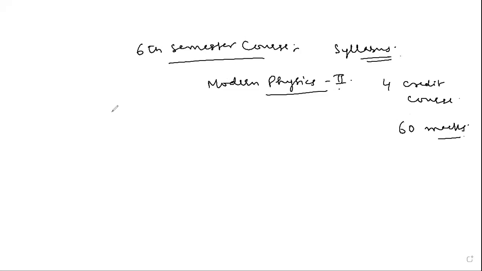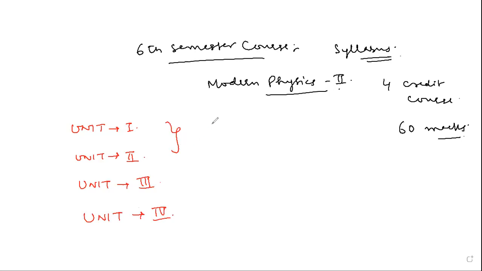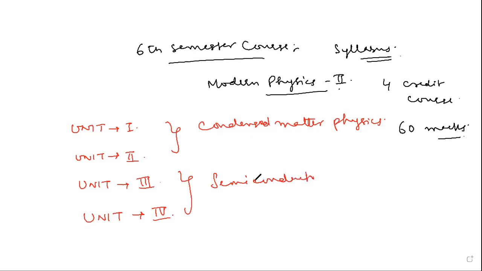You might have seen your syllabus. It consists of 4 units: unit first, unit second, unit third, and unit 4. Now, unit first and unit second is mostly, you can say, condensed matter physics, and unit third and unit 4 is mainly semiconductor electronics.